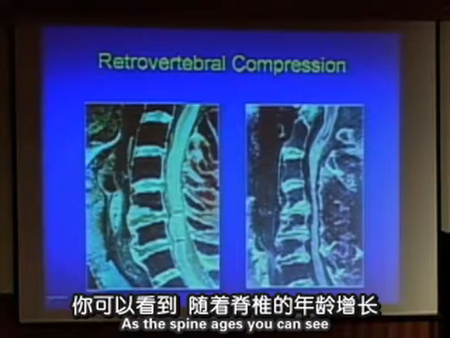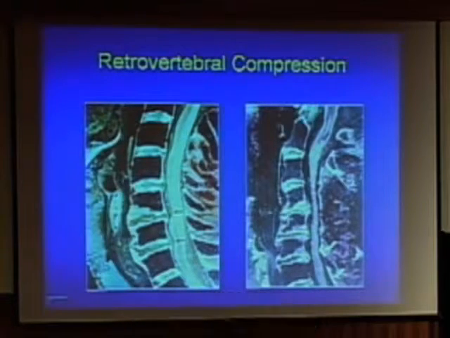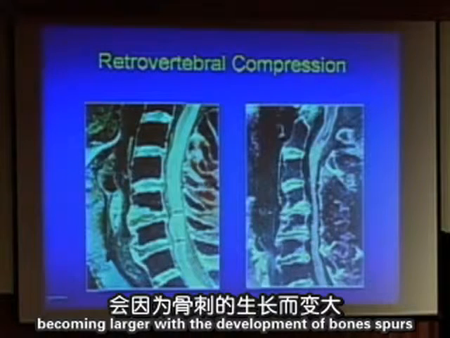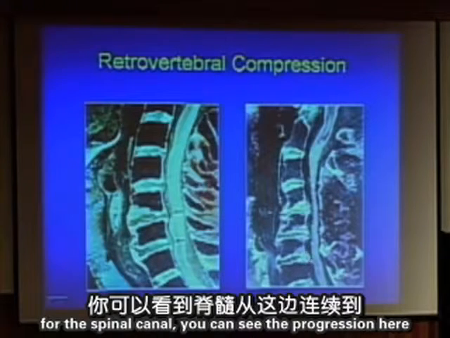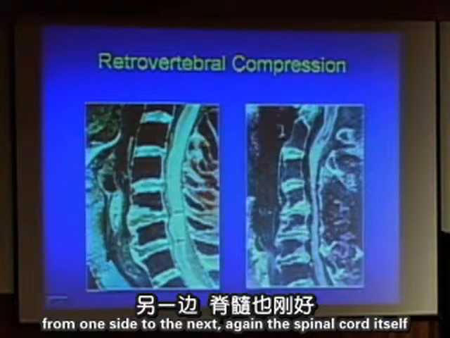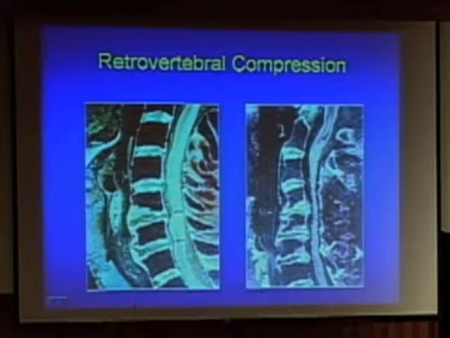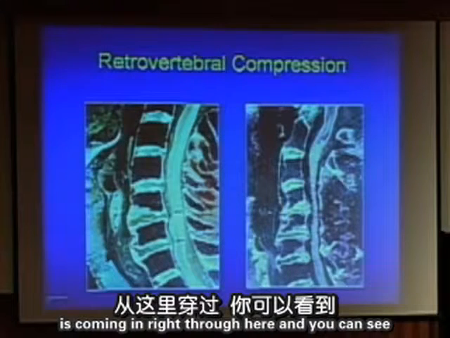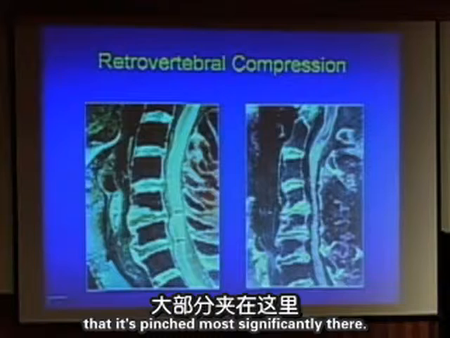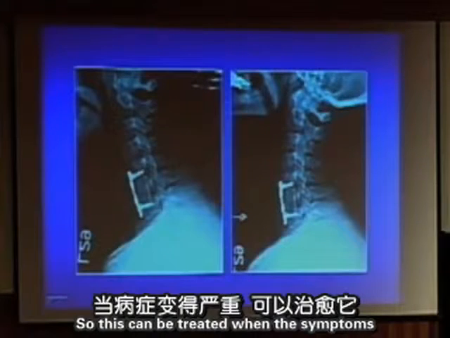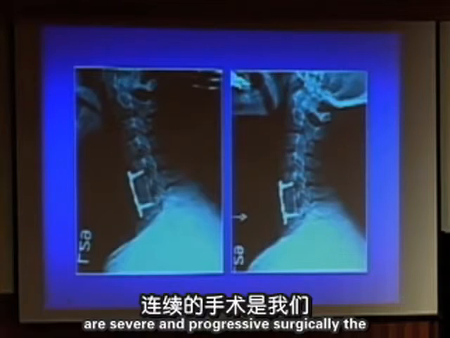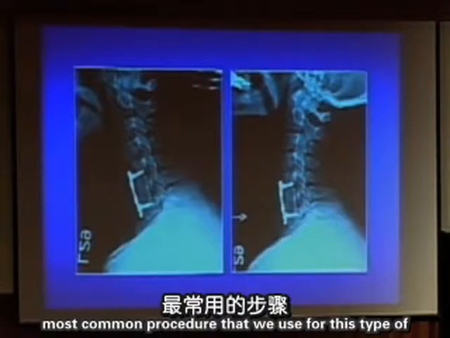As the spine ages, you can see that degenerative changes, those joints becoming arthritic and becoming larger with the development of bone spurs, really narrow down that space available for the spinal canal. And we can see the progression here from one side to the next. Again, the spinal cord itself is coming in right through here, and you can see that it's pinched most significantly right there.